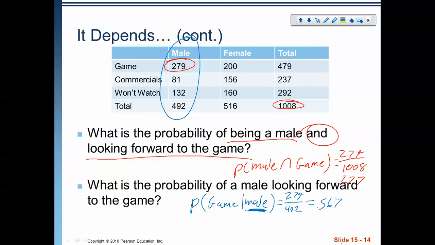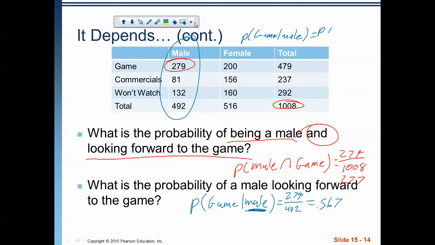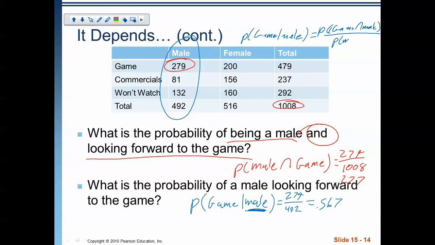Now, I also want to point out that we can use the formula to do this same problem. If we use the formula that's given on the previous slide, we have P of game given male. What we would need to find is P of game and male over P of male. Okay, that's the formula that was on a couple slides ago.